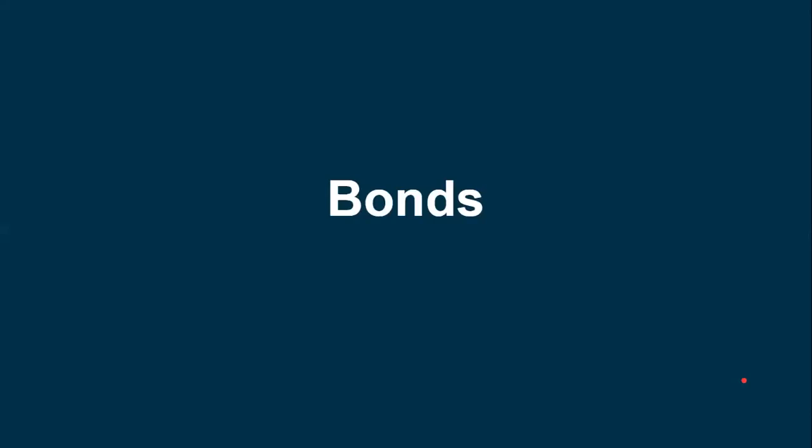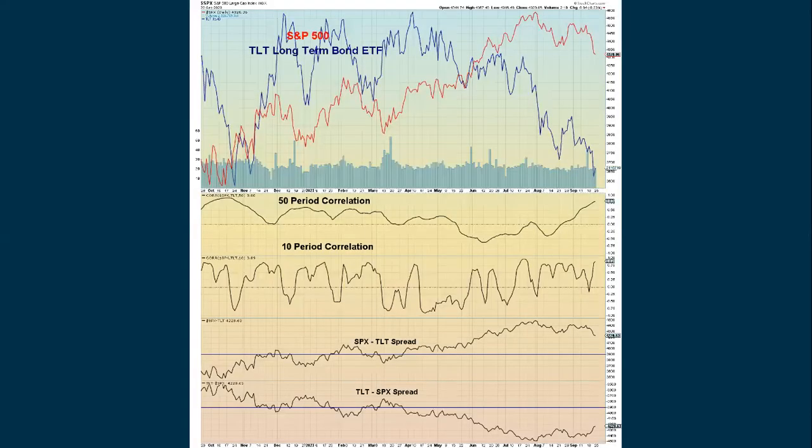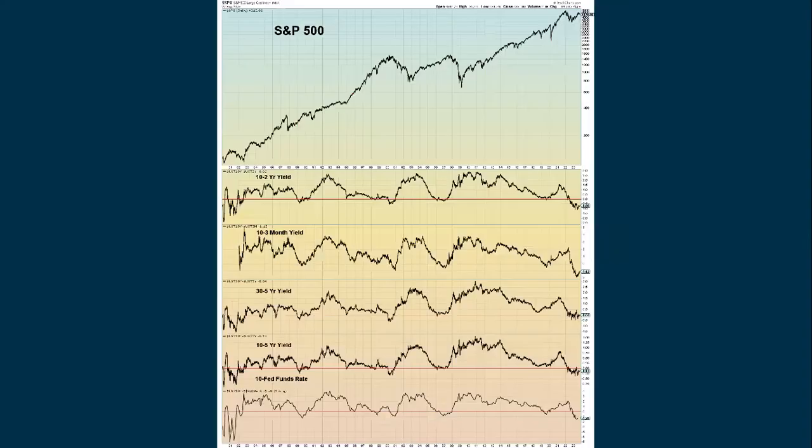Then bonds, and then I have some additional bond charts to show you. On top is the S&P 500, and that is in red, and that's been declining. And the long-term bond ETF, the TLT, that's also been declining. So we're seeing a pretty strong longer-term relationship right now, based on 50 periods. We're also seeing the shorter-term 10-period relationship or correlation, also showing that bonds based on price and stocks are having a tendency to go in the same direction. And right now that is down.